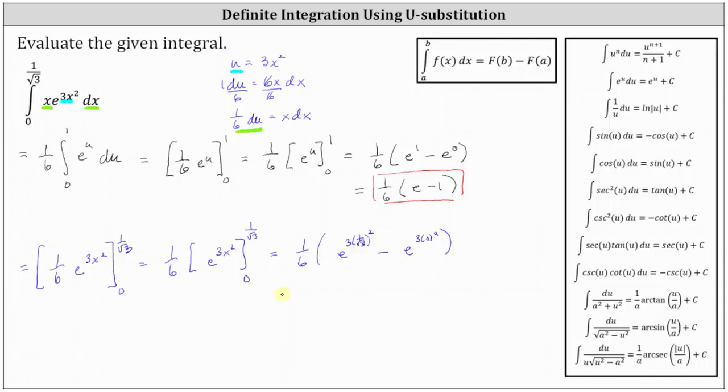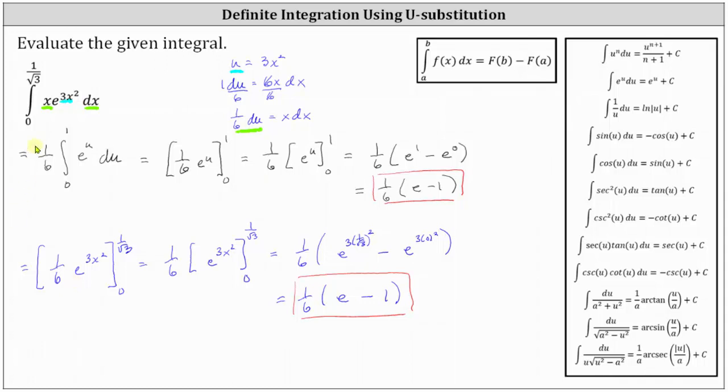And we know from before, the square of 1 divided by square root of 3 is 1/3. 3 times 1/3 is 1, giving us e to the first, or e, minus e to the power of 3 times the square of 0 is e to the 0, which is 1. And of course, we get the same result either way. So I do like showing both techniques because you will see both techniques in practice. And as you move along in calculus, the textbooks show less and less work, and it'll be more common to see a definite integral like this evaluated using just the antiderivative in terms of x.